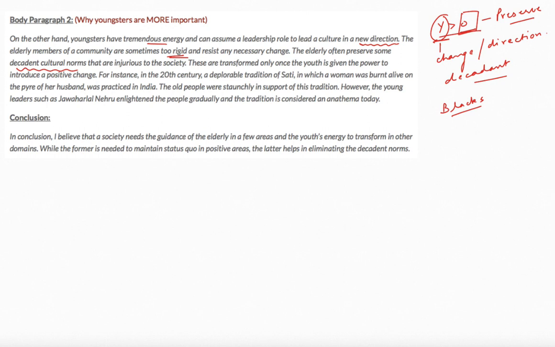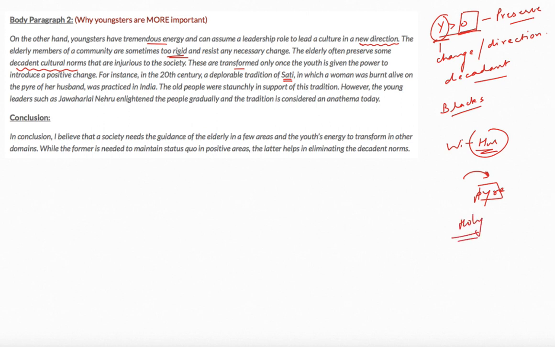These are transformed only once the youth is given the power to introduce a positive change. And that's what I have done with an example from India. There was a decadent practice of sati in which, when a woman's husband died, there's a wife and a husband, and when the husband died, on his funeral pyre, the woman had to sacrifice her life. She was burnt alive. And that was considered a holy thing.